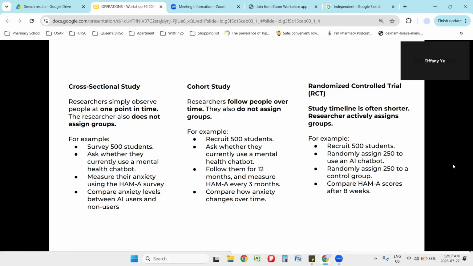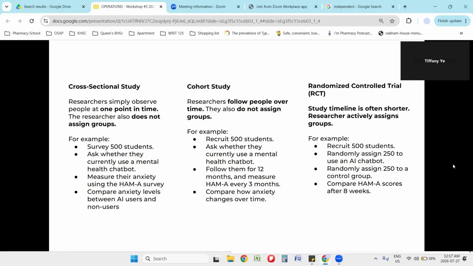So again, 500 students are recruited, and then they're asked if they use a mental health chatbot. Again, as you can see, the researchers do not explicitly tell which students should use an AI chatbot and which students should not use an AI chatbot. It's just based on what they're currently using. And then the students will be followed for 12 months, and their HAM-A scores are measured every 3 months.